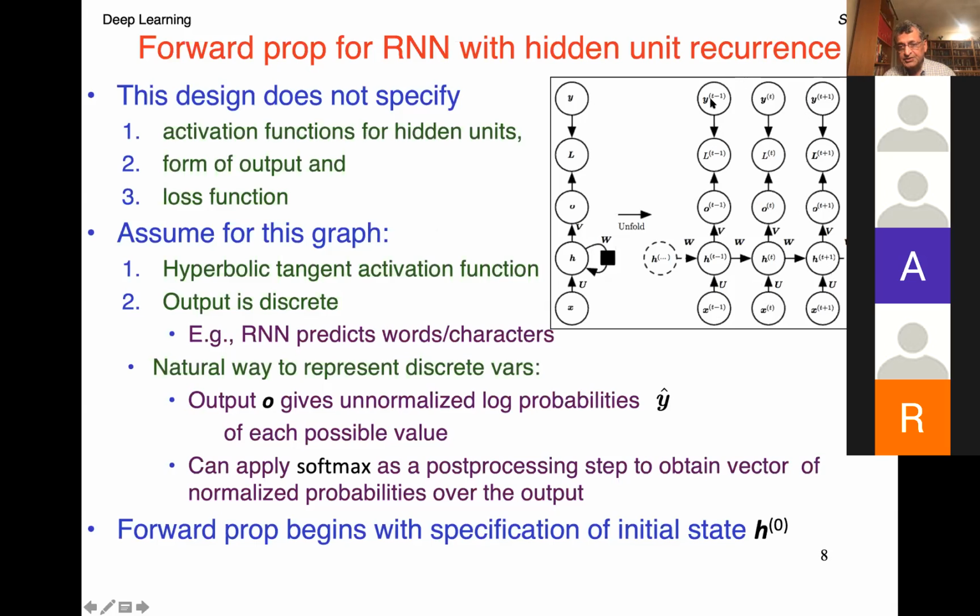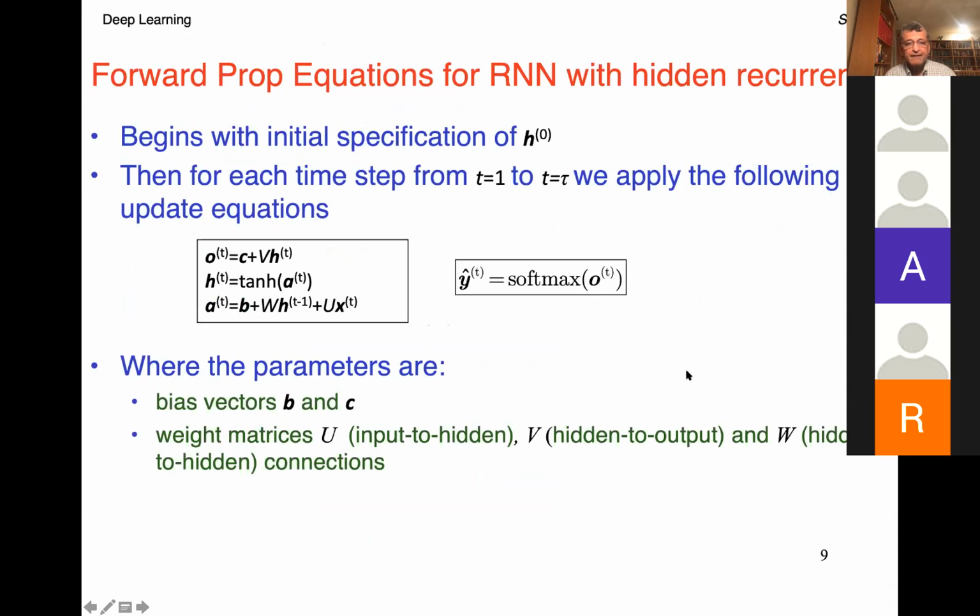That's forward propagation, right? That's not back prop. And it begins with a specific initial state H naught, so you need to have some specification for that. So the forward prop equations for our RNN with hidden recurrence, we just saw that: O, H, A, and y hat, we saw all this, where the parameters are bias vectors B and C, weight matrices U, input to hidden, V, hidden to output, and W, hidden to hidden connections. So these are all the forward prop equations with hidden recurrence.